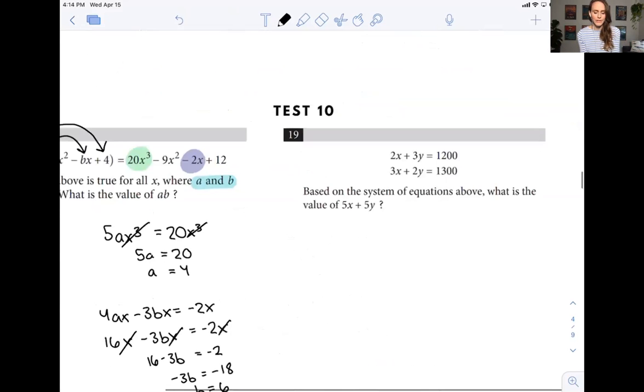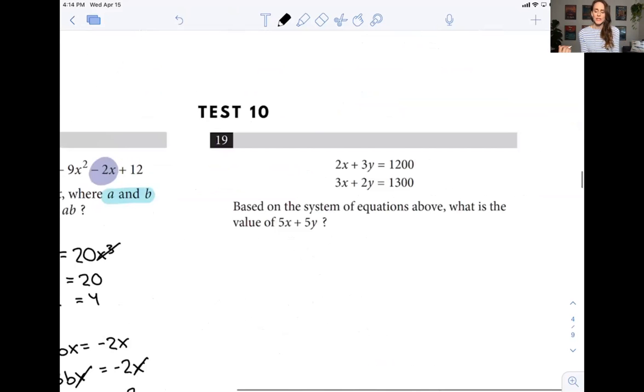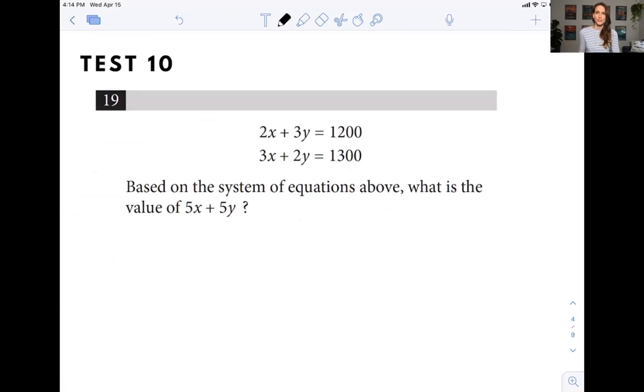For number 19, so this was an actual SAT question, I believe October 2018. I'm 90-ish% sure that it was October 2019, that this was the actual question that students saw on their test on that day.